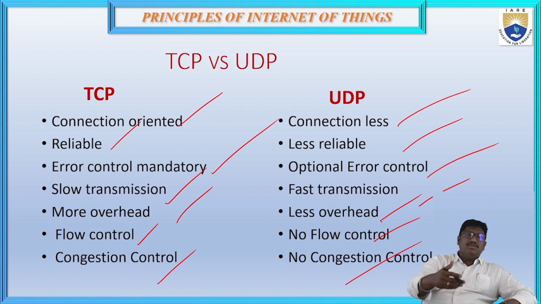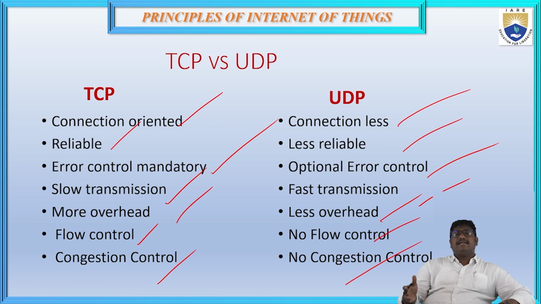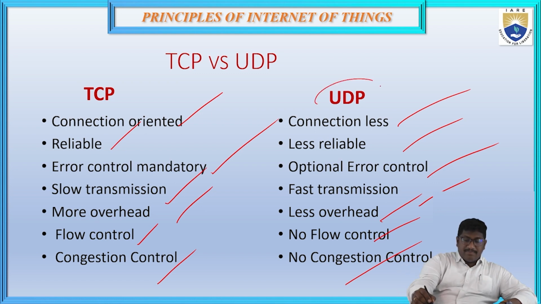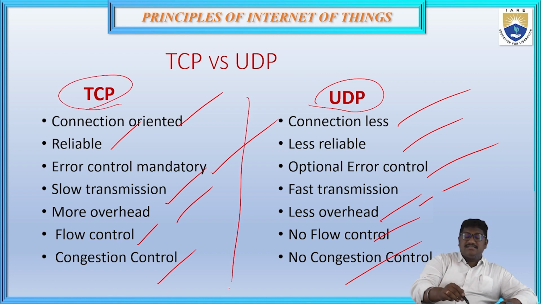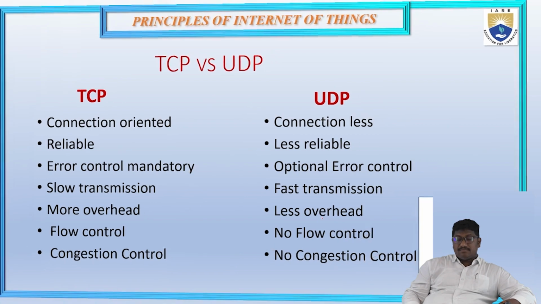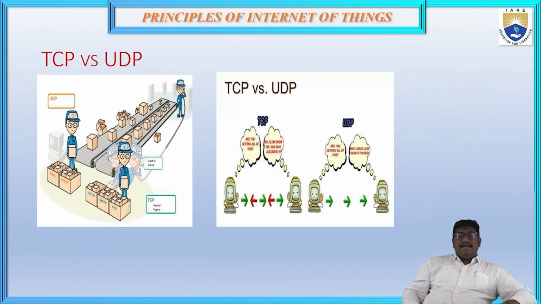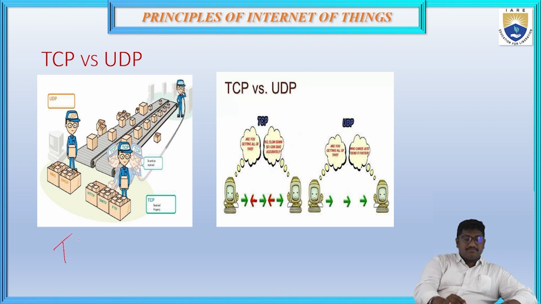The same things we discussed previously are shown here for differentiating between the TCP and UDP protocols, Transmission Control Protocol and User Datagram Protocol. On your left side, have a look: this is UDP, User Datagram Protocol, and this is TCP. If you want to differentiate, these are the points you can specify. This one comes under TCP and this one comes under UDP. And this is a diagrammatic representation of TCP and UDP. This is UDP.